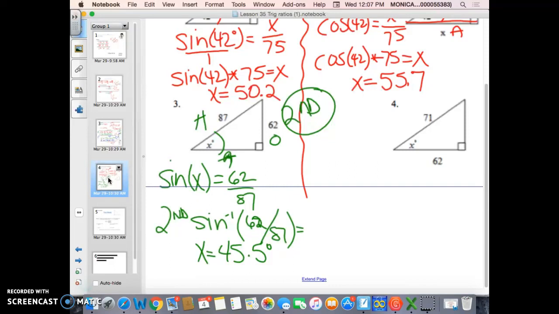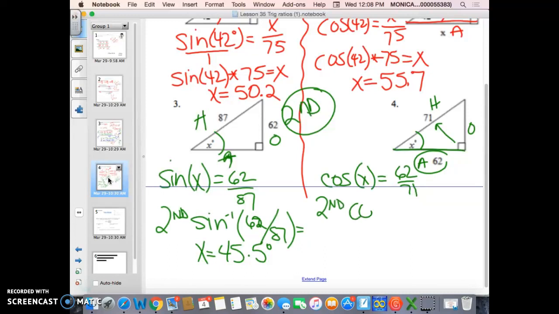And for number 4, same situation, I'm looking from here. First step is to label my triangle. I know that's the hypotenuse since it's opposite. Now this time I have information for A and H. So this time it's cos of x equals 62 over 71. I'm going to need to use second. So you get second cos, and you should get that little -1, parentheses, 62 divided by 71. You should get 29.2.